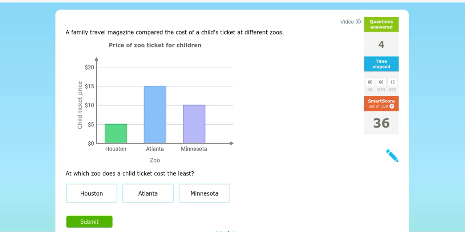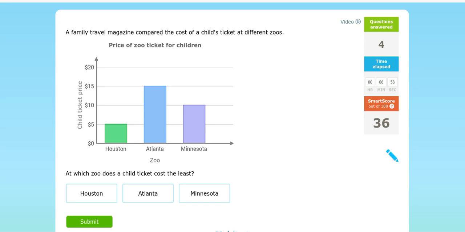And it says, at which zoo does a child ticket cost the least? Now we see one of the scales that is least is 0. But we're actually talking about not 0, the one that the bar actually hits less aside from the 0. I hope that makes sense. As in, it's not gonna be 0. It's just gonna be 5 to 20. I'm gonna read the question one more time. At which zoo does a child ticket cost the least?